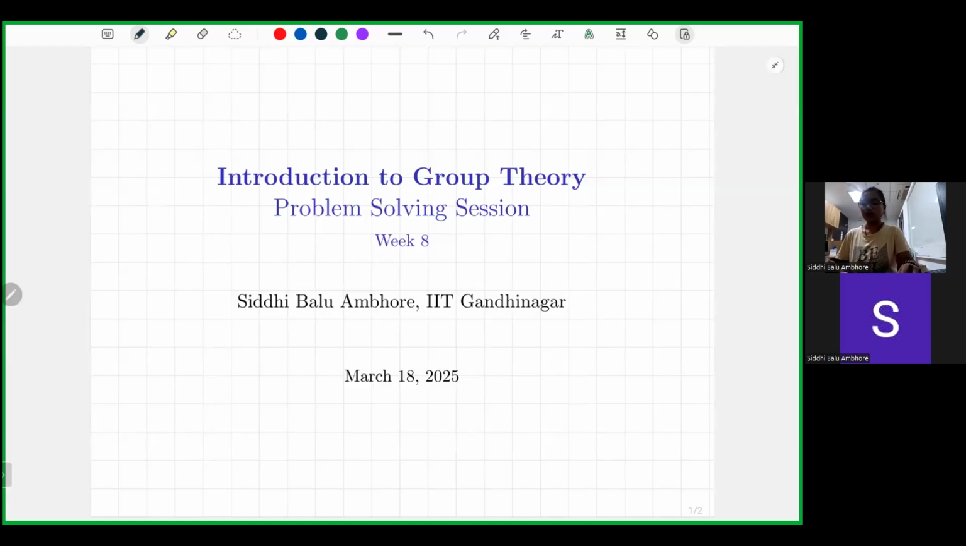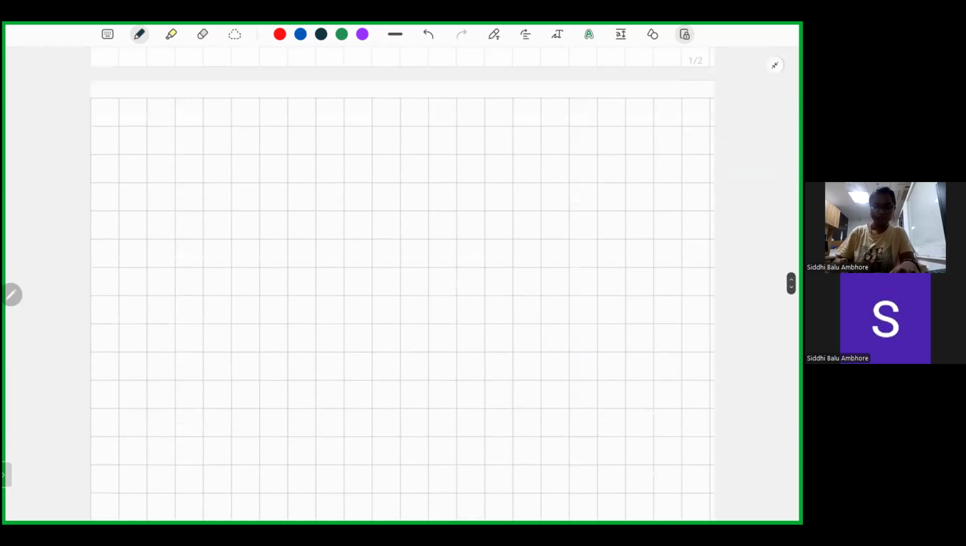I'm Siddhibalu Ambore from IIT Gandhinagar, and today we will discuss problems related to the syllabus from week 8 for this course. That is problems related to group acting on a set, group actions and its examples, orbit decomposition theorem, stabilizers of a subset, and a few applications of group actions. Okay, so let us start with our first question.